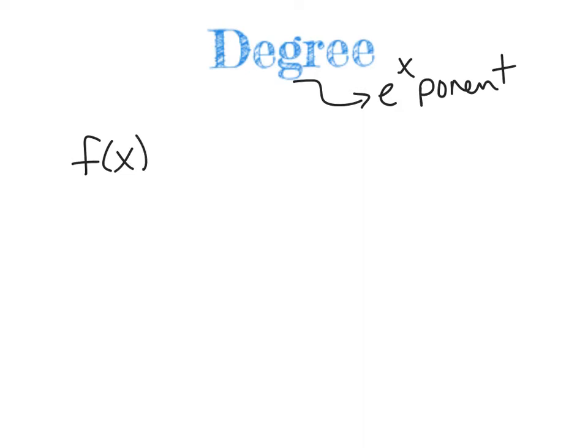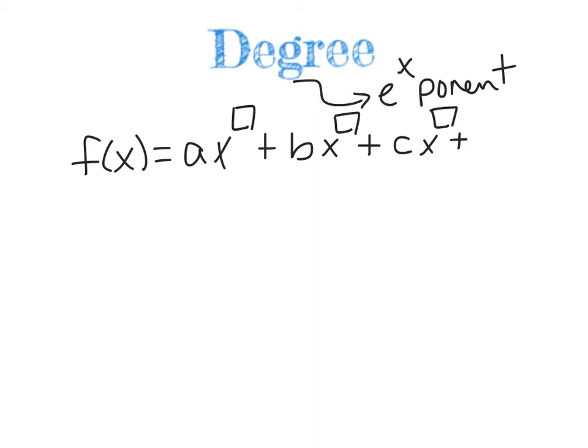The degree. Degree is another word for exponent. The degree of a polynomial is the highest exponent of that polynomial. Now, in general, a polynomial is written in this form. We have some coefficient in the front, x to some power, plus another coefficient, x to another power, plus c, x to another power, plus dot, dot, dot, right?